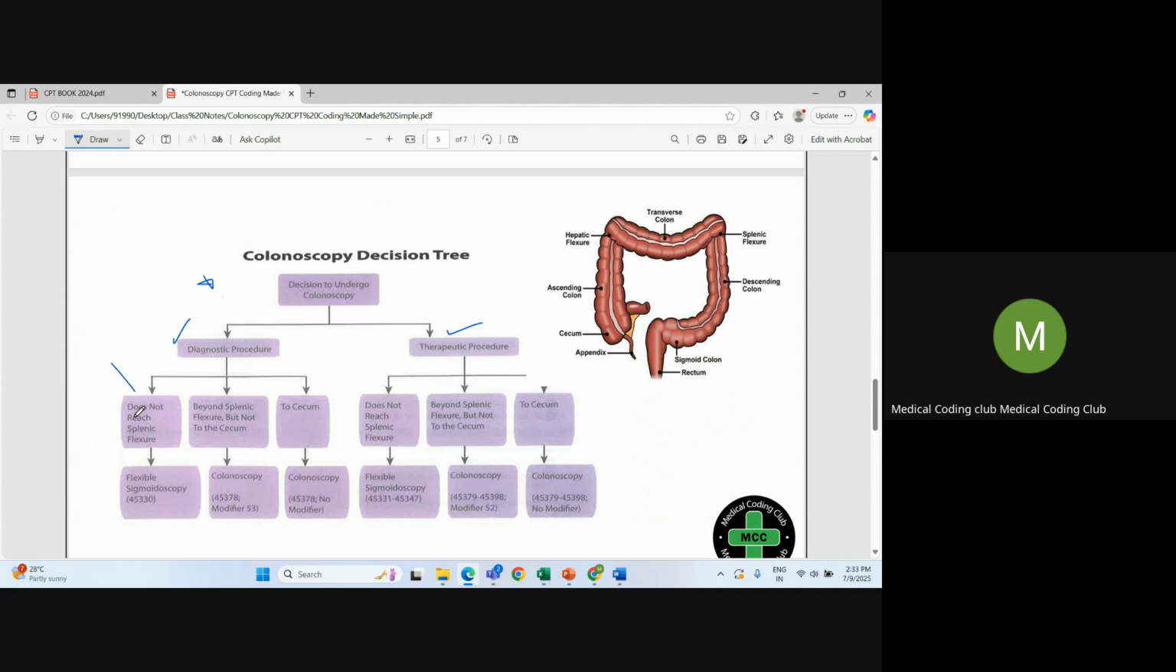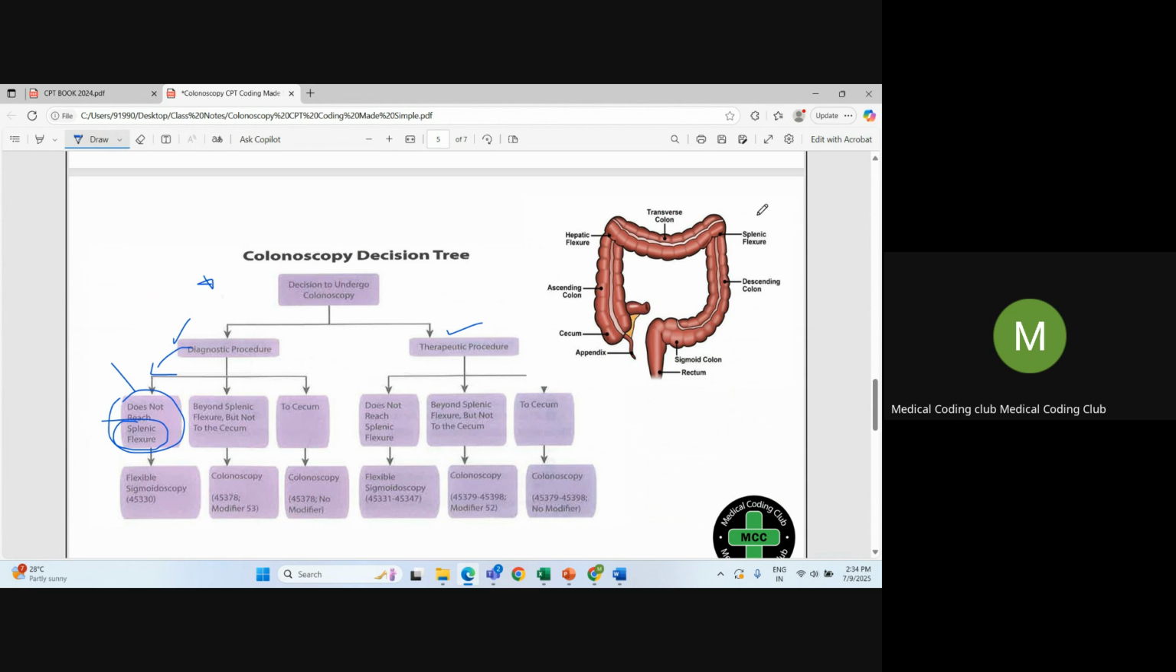The first scenario is under diagnostic. Diagnostic means, as I said, assume they are only performing it for screening. They are not performing any procedure. Instead, they are inserting the colonoscope to identify where the polyp is present or where the rectal bleeding is happening. They are just finding out the abnormality. So the first scenario is if the scope range does not even reach the splenic flexure.